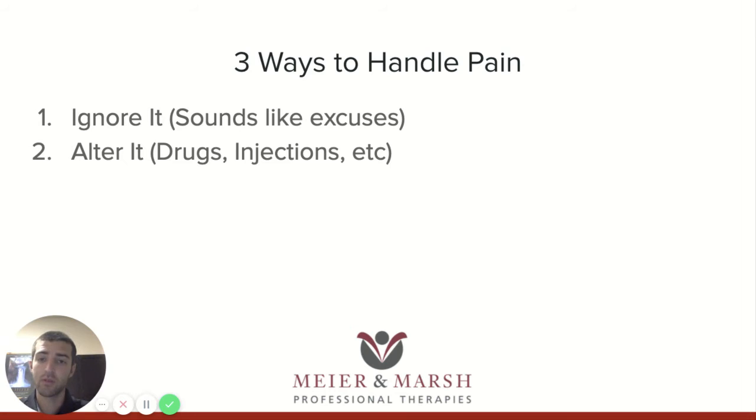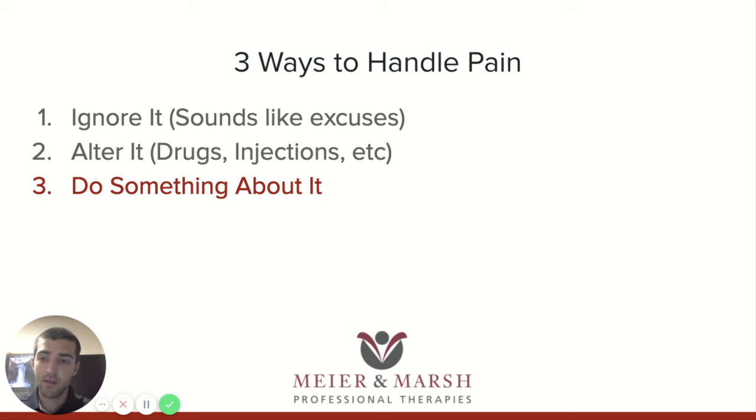The second thing we can do is we can try and alter it. If we first ignore it, we hope it goes away and it doesn't, most people then try to alter it. You take some Tylenol, you take drugs, you get a cortisone injection, and you just try and alter the pain. You try and mask the pain, really, rather than seeing what is the main cause of the pain. And that leads me to the third thing, you can do something about it. So, again, you can ignore it, you can try and alter it or mask the pain, or really you can find the root cause and you can do something about it.